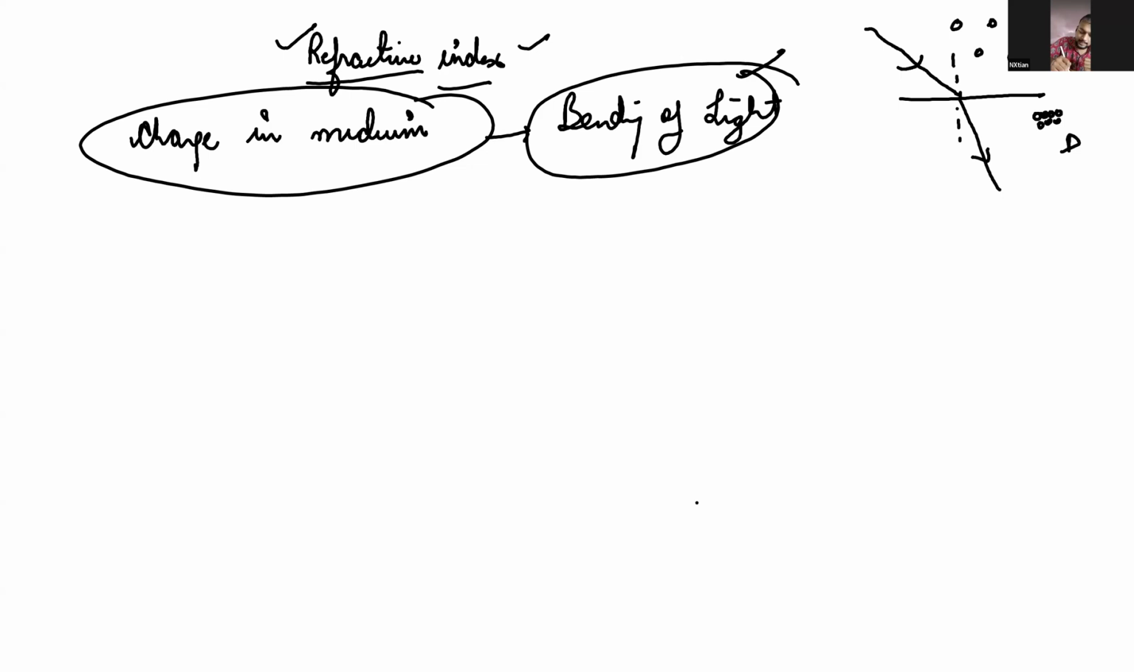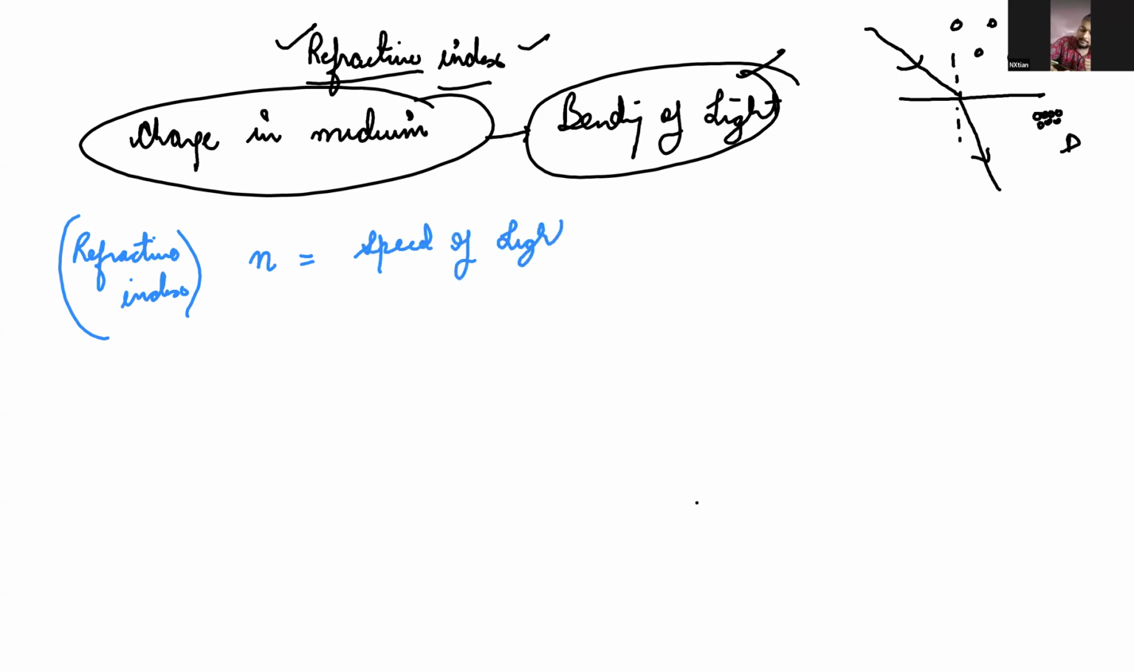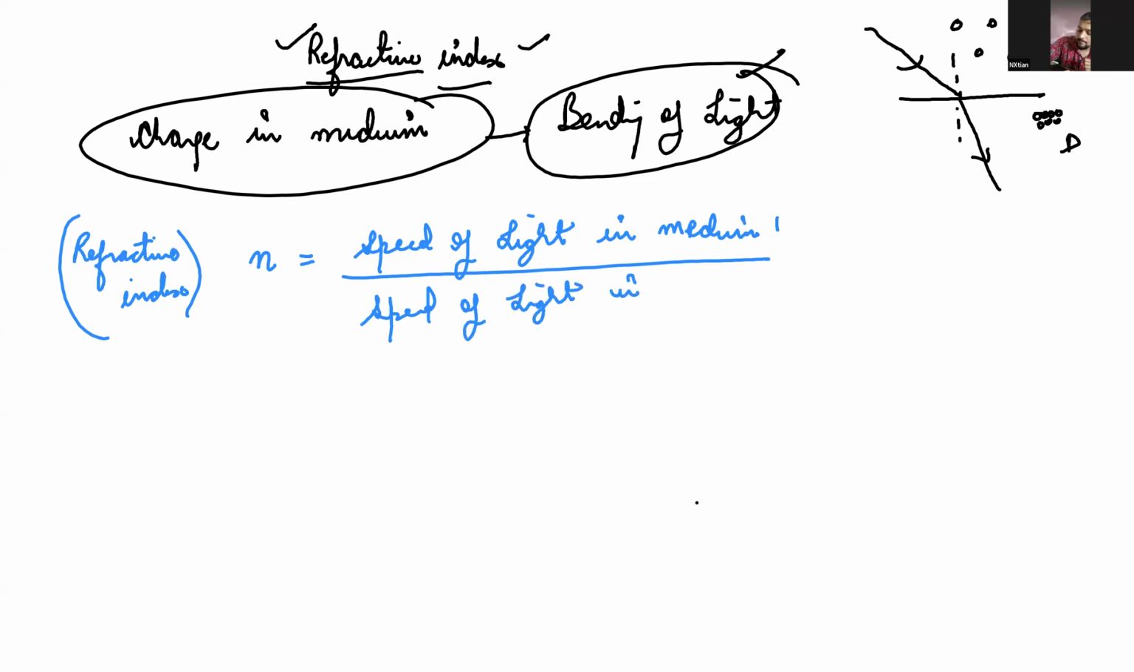Understood? So refractive index, which is denoted by N, is the speed of light in medium 1 upon the speed of light in medium 2. Now, if the question is asked that find the refractive index of medium 2.